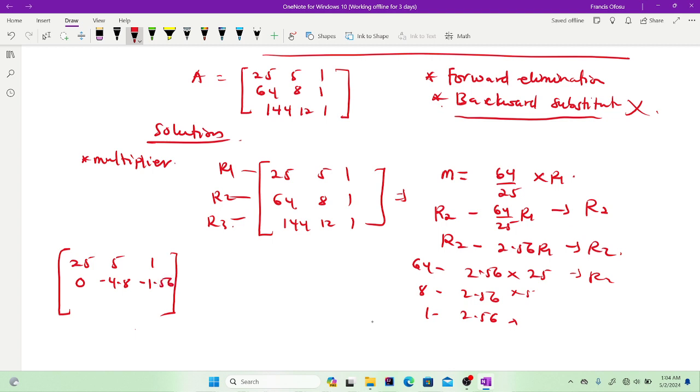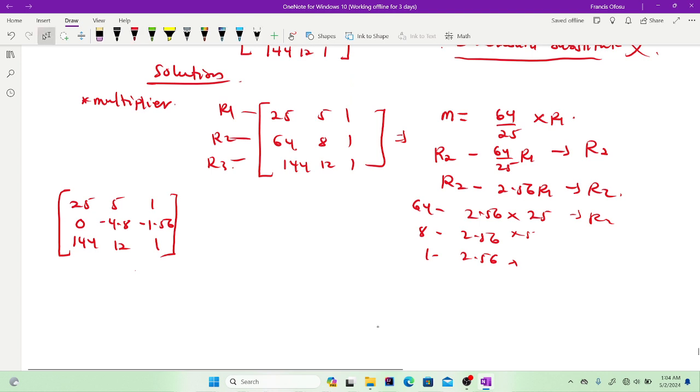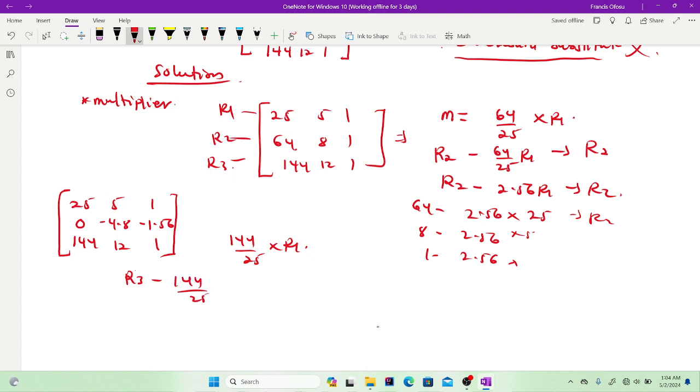So the next step is for me to take the 144 out. So let me write this simply and move to the next. At this point, I've taken this and gradually we are moving. As usual, our row 1 is our pivot row. So the multiplier in this case will be 144 over 25, as I said earlier. Then my row operation is row 3 minus 144 over 25 multiplying row 1, all going into row 3.